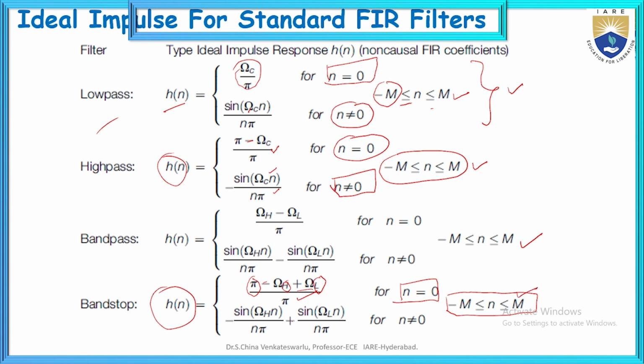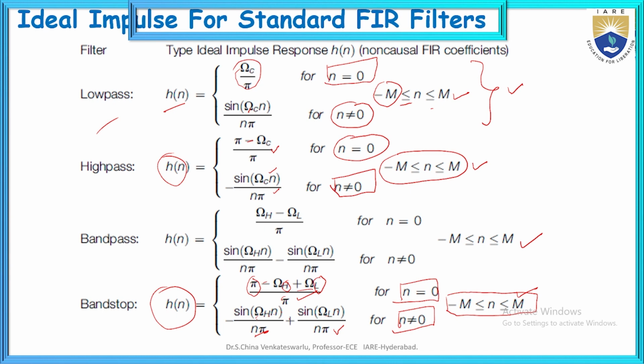So if you are using that, minus sine of omega h n by n pi plus sine of omega l n by n pi, for n not equal to 0. So we have to consider all these different filters based on the ideal impulse response H of n with the non-causal finite impulse response coefficients.